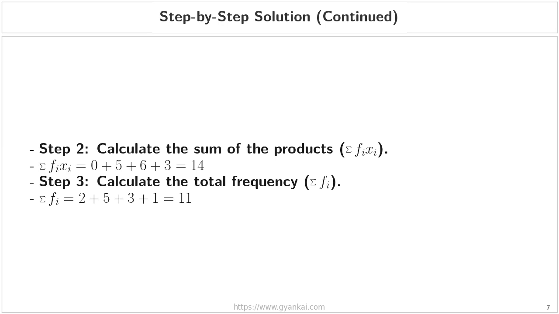Next, let's move to step 3. We need to determine our denominator, which is the total frequency. This is the sum of all the frequencies, or the sum of f sub i. To find this, we add up all the number of matches from our original table, 2, plus 5, plus 3, and plus 1. This gives us a total frequency of 11. We will need both of these values, the 14 and the 11, for the final step in the next slide, where we apply the actual mean formula.